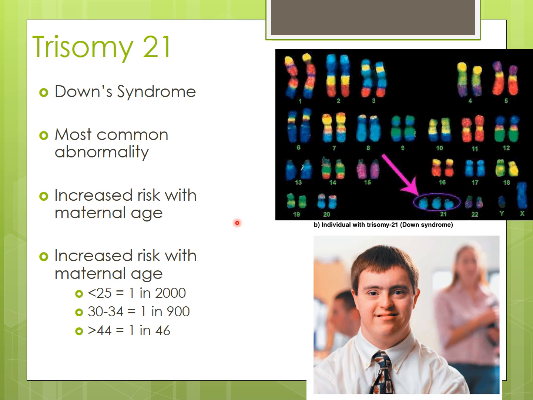There's a lot of literature and research that has determined that there is an increased risk of trisomy 21 with maternal age. That is, as the mother gets older, the chance of having offspring with Down syndrome increases. If you look at the sheer numbers, if the mother is less than 25, there's a 1 in 2,000 chance of this occurring. If the mother is between 30 and 34, there's a 1 in 900 chance. And if the mother is older than 44, there is a 1 in 46 chance. So you can see the correlation between the mother's age increasing along with the risk of trisomy 21 occurring.